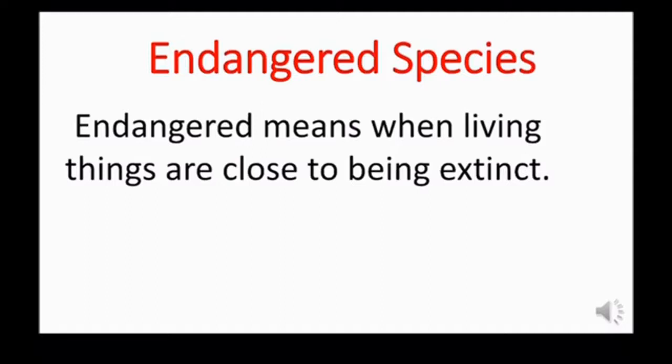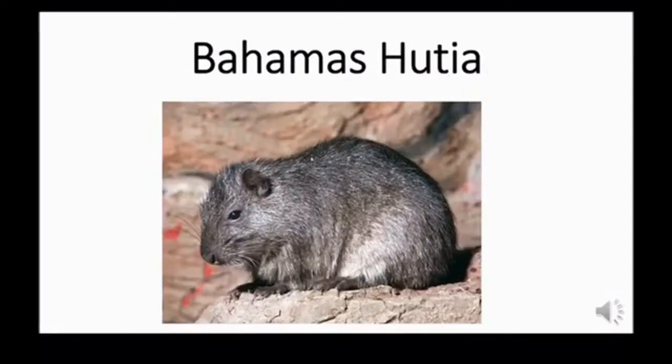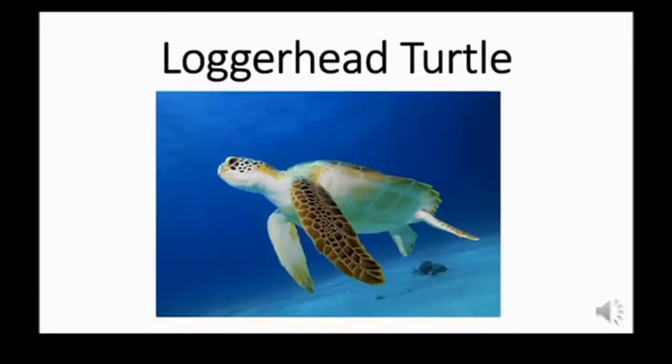Now, let's look at some endangered species that are found in the Bahamas. The Bahamian rock iguana. This is a large lizard. So we have to protect our iguanas so they will go on living forever and ever. Another endangered animal is the hutia. And then there is the loggerhead turtle. And last but not least is the Bahama duck.